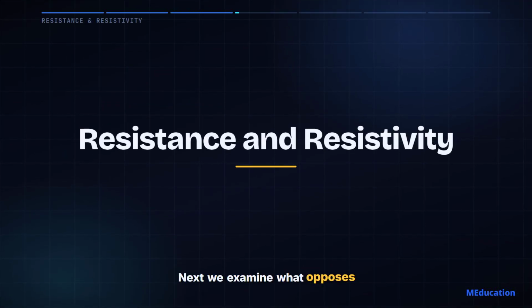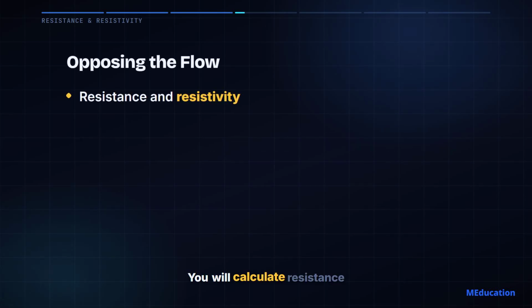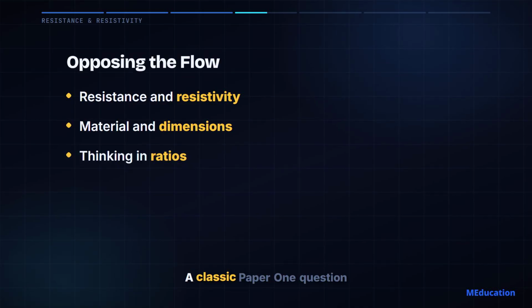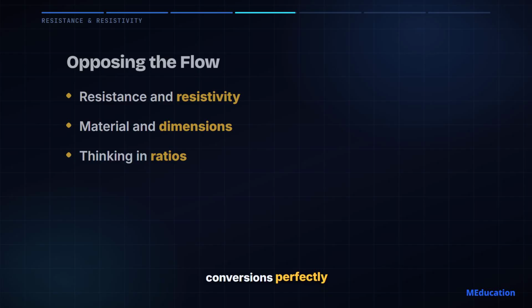Next, we examine what opposes this flow. You will calculate resistance, but more importantly, you will explore resistivity. This property depends on the material itself and its physical dimensions. A classic Paper 1 question will ask you to calculate the new resistance if a wire is stretched. To succeed here, you will need to think in ratios and handle unit conversions perfectly.